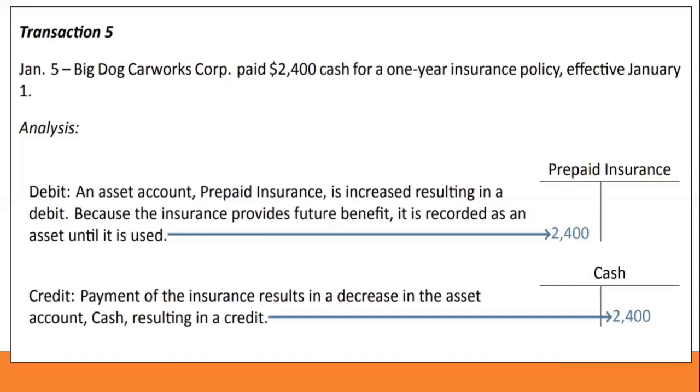On the other hand, the payment of the insurance, which is the cash, results in a decrease in asset, resulting in a credit. Since we let 2,400 pesos out from our company's pocket, there is an outflow. So there is a decrease of our cash. And if there's a decrease in asset, we will need to credit the account.